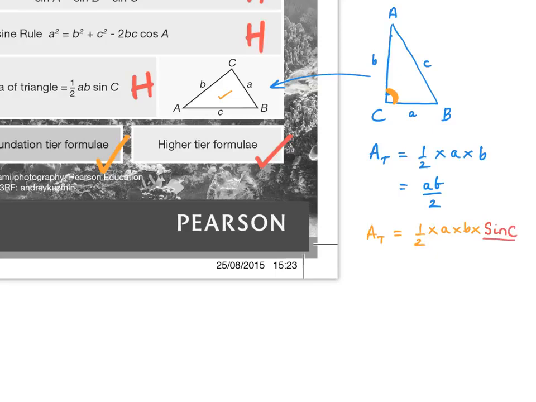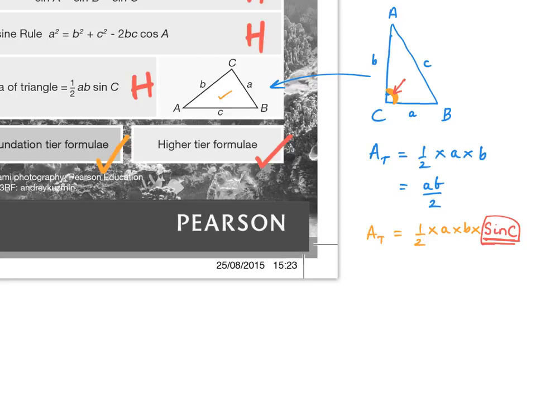Now, for those higher students who know trigonometry reasonably well, you should know that the sine of an angle lies between 1 and minus 1. So this isn't a very big number at all. But as this angle here changes, so does sine of C, and that has an effect on the overall area.